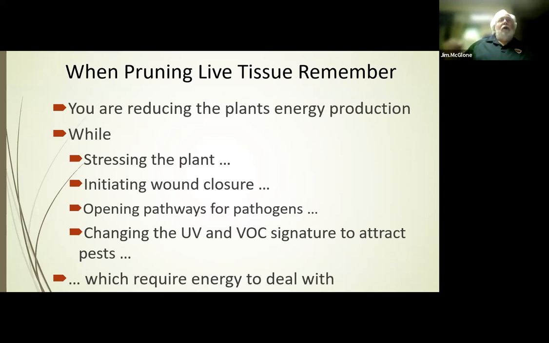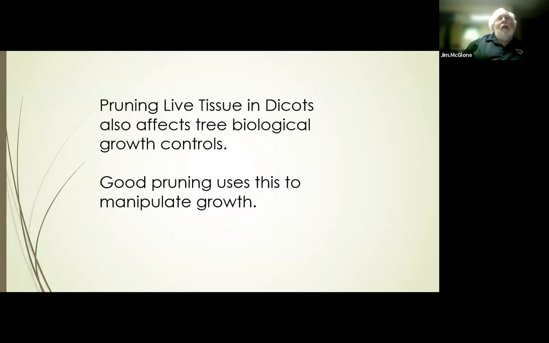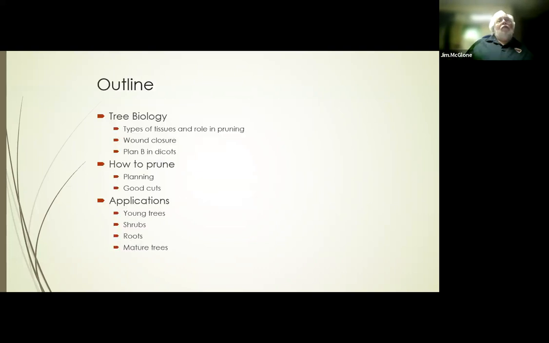So it's really important when you are going to prune that you are consciously thinking about trading off energy production against energy use, and that you are causing the tree or the plant to use more energy. When we prune live tissue in dicots, and I'll explain what I mean by that in a little bit, that's also going to affect the tree's biological growth controls. And when we do pruning, we are frequently using this to manipulate the growth of the tree. So we're going to look first at some tree biology, so we're all up to speed on how this works. Then we're going to talk about how to prune, and we'll look at some applications, particularly to young trees, but I'll talk a little bit about pruning shrubs and root pruning and mature trees.